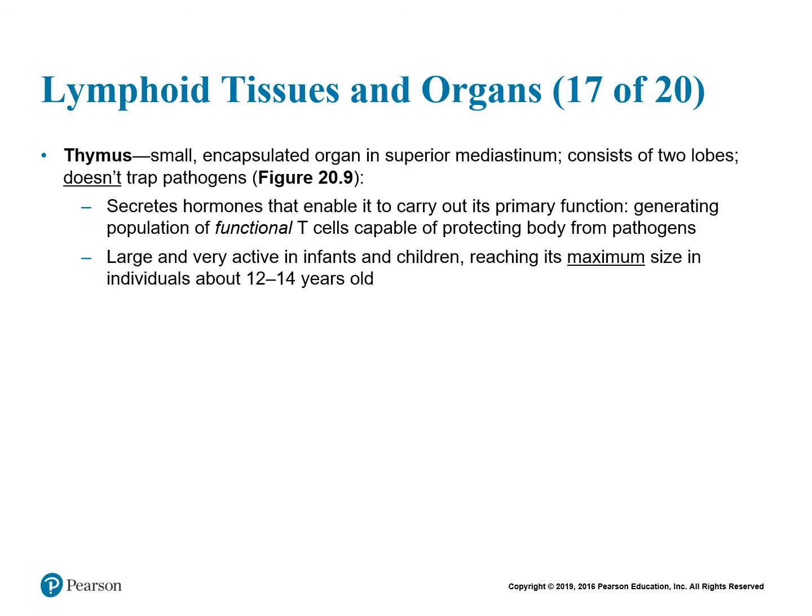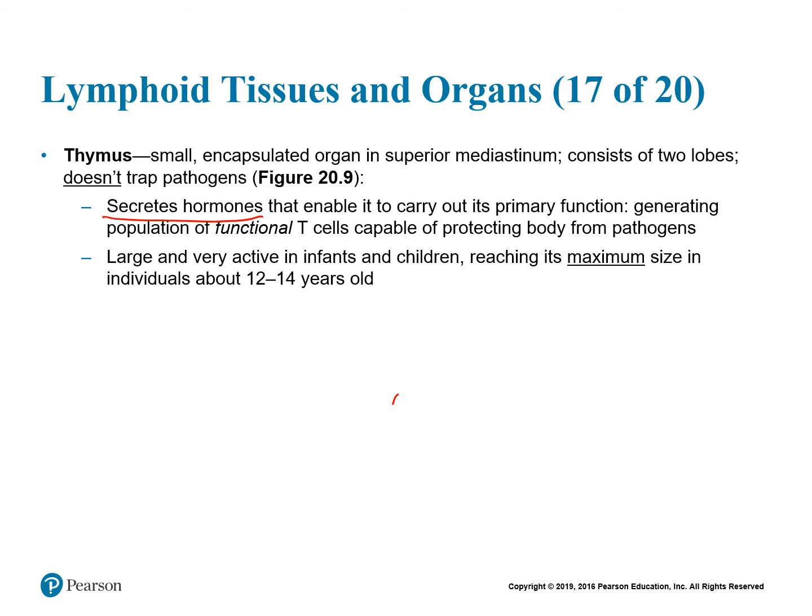The thymus. So the thymus is kind of one of the more important ones, mainly because of its hormone regulation functions. And not only that, it's also responsible for maturing T cells. Again, your helper and your cytotoxic T cells, they come from the thymus, or they mature in the thymus. When you're very, very little, as a child, the thymus is actually very active, so it's huge. And again, around the ages of 12 to 14 is when it gets about the biggest it's going to be.